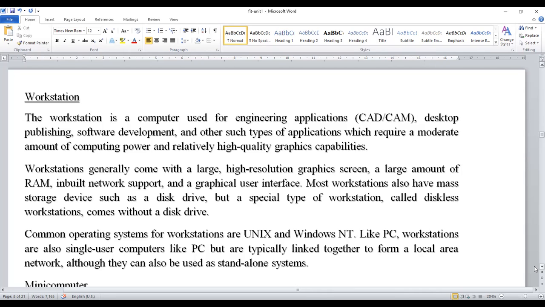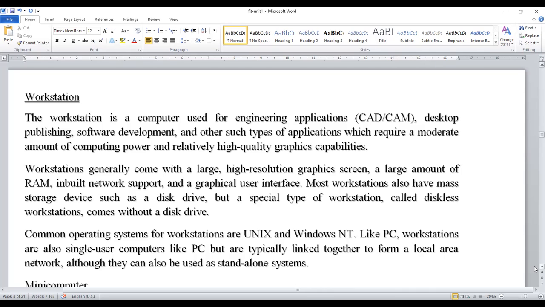Workstations generally come with a large high resolution graphics screen, a large amount of RAM, inbuilt network support, and a graphical user interface. Everything is required. Most workstations also have a mass storage device such as a disk drive.